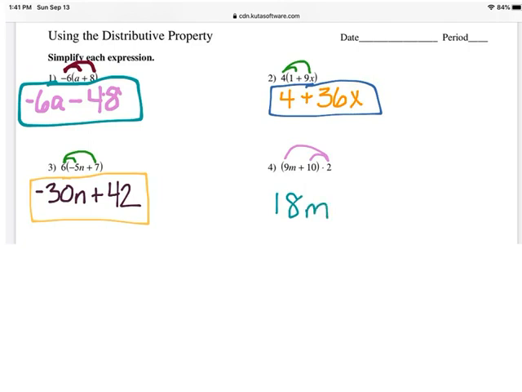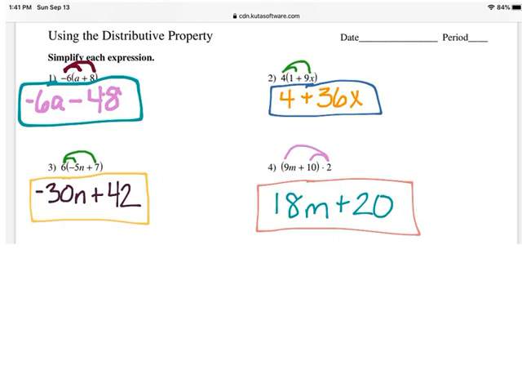2 times a positive 10 is going to be plus 20. And we have our final answer, so I will box it in. Okay. Again, if you need to catch up and write this down, feel free to pause the video now.